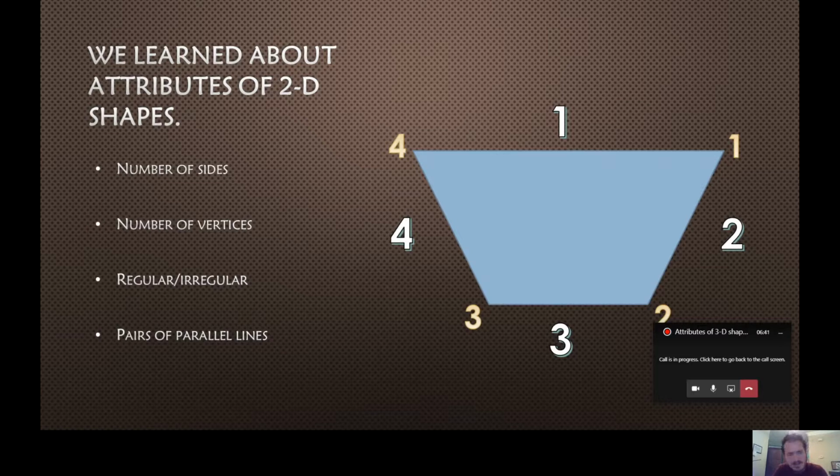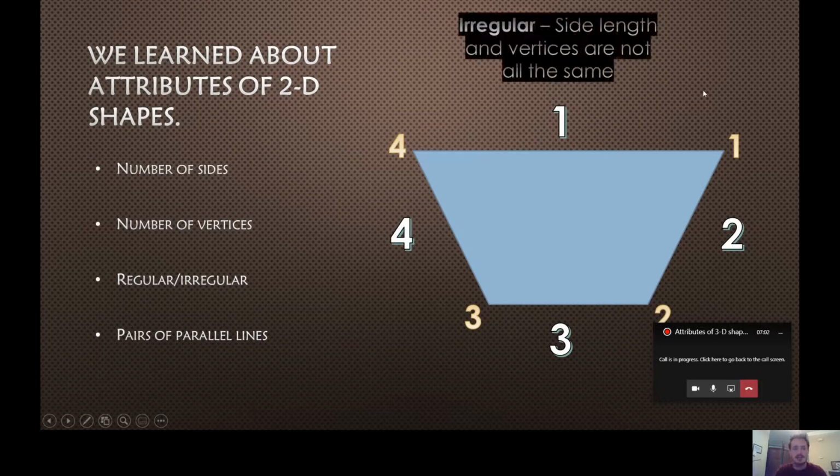Is it regular or irregular? Well, remember, if it's regular, the sides are all the same length and the vertices are all the same. So I can see this side is longer than this side, so the sides are not all the same length. And I can see that this corner is sharper than this corner. So the vertices are not all the same either. So it is an irregular shape.